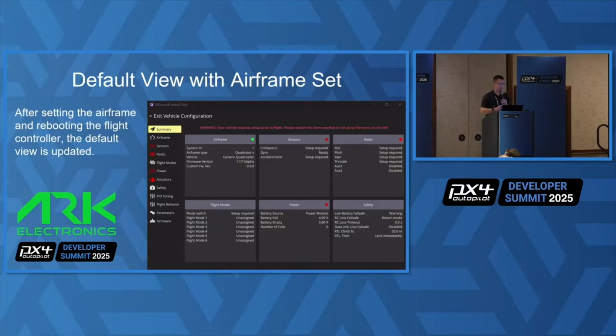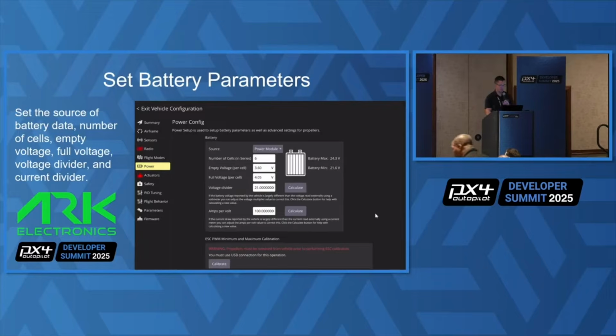Now, once you've set your airframe, it'll reboot. You'll get into the new default view. You can see that the airframe icon is green. That just means you've done one step. You can jump around to any of these different steps and do them. They don't have to necessarily be done in any order at this point.